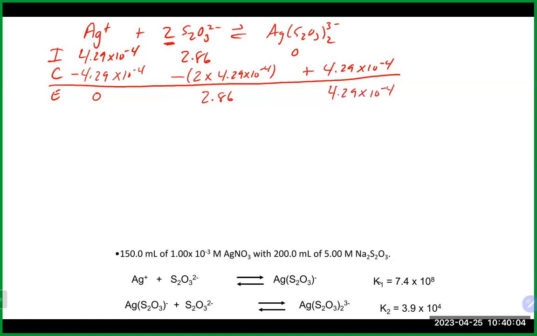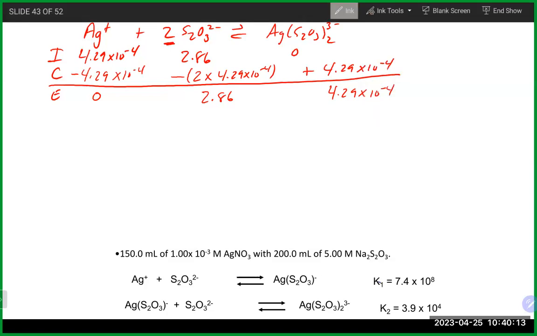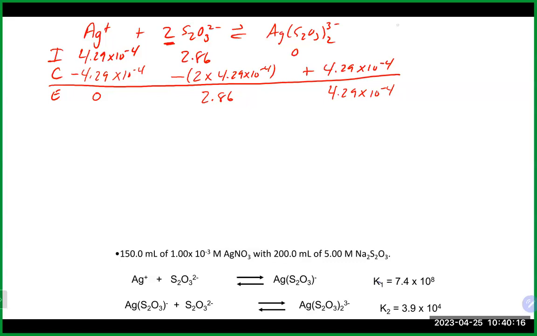Any questions so far? Off of this first ice table, we actually got a couple of answers that we're looking for. We can see that the concentration of S2O3 2 minus is 2.86 molar. We also have the concentration of our final complex ion, which would be 4.29 times 10 to the minus 4 molar, right?